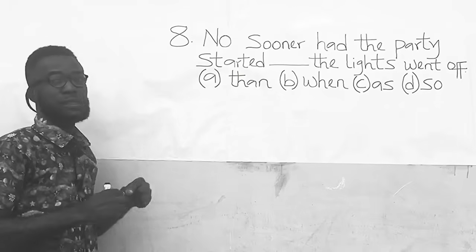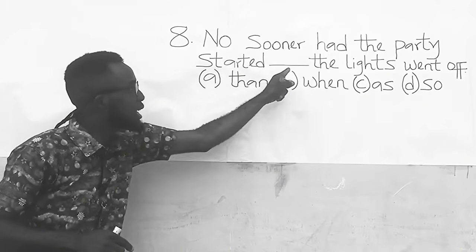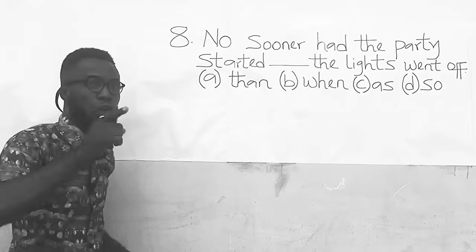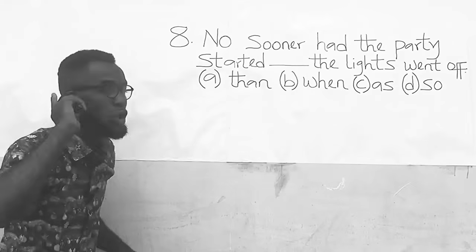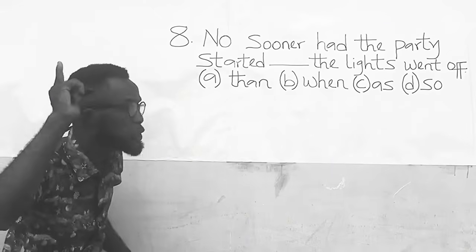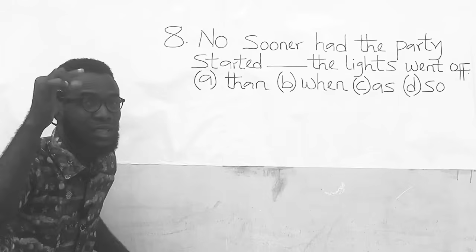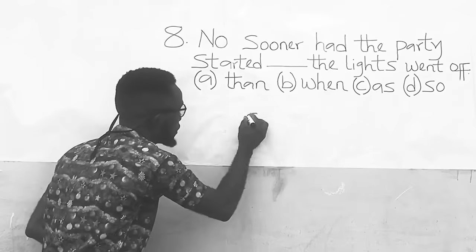Question number 8. It reads, no sooner had the party started, dash the lights went off. Option A, than. Option B, when. Option C, has. And option D, so. In case you don't know, this question is from the topic collocation.